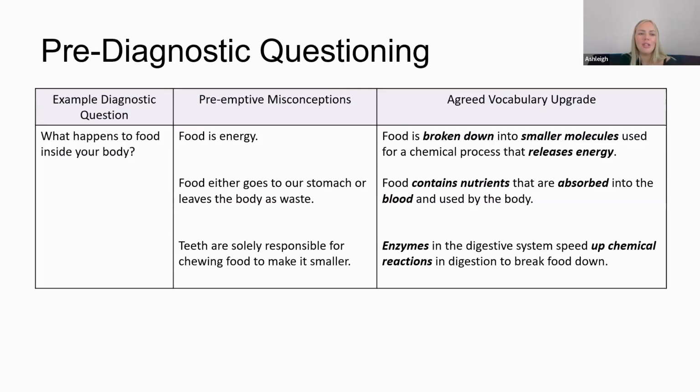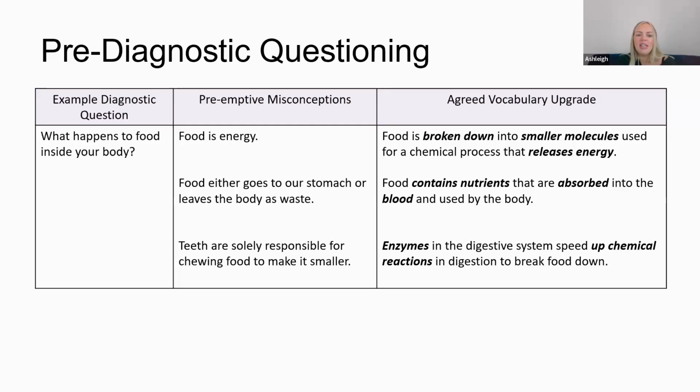Okay, pre-diagnostic questioning. So I've just spoken about how we can use questions, having met as a team to come up with misconceptions. We might then come up with questions to ask our students just to see if they've got those misconceptions and the language we want to use to build on it and make it more accurate, more factual, more scientifically correct. So we might choose to be quite open-ended. So I've got a couple of examples of these.